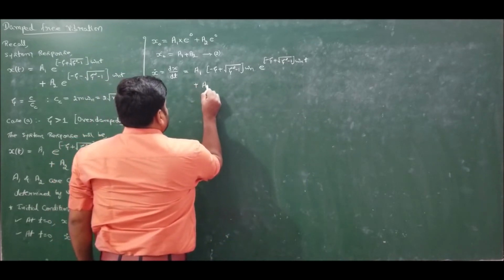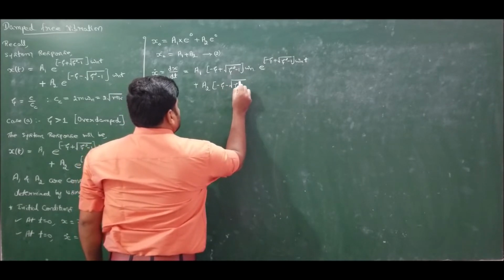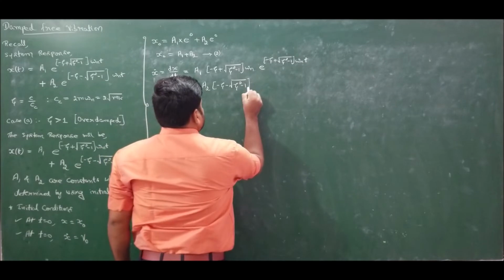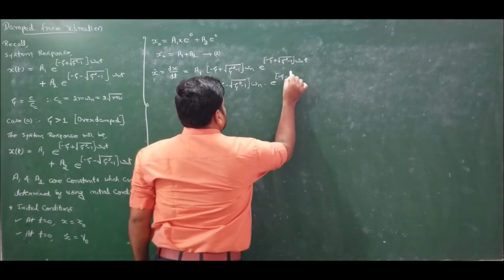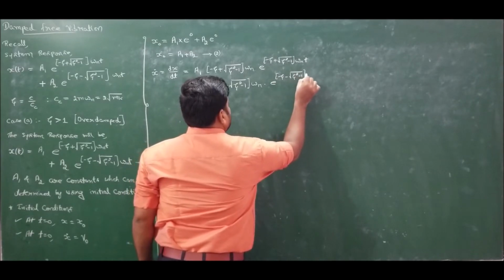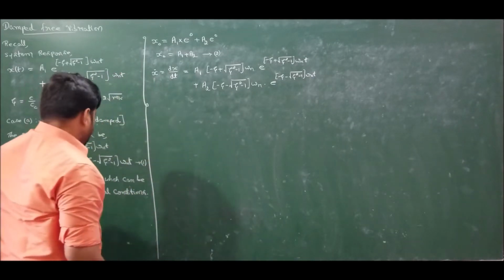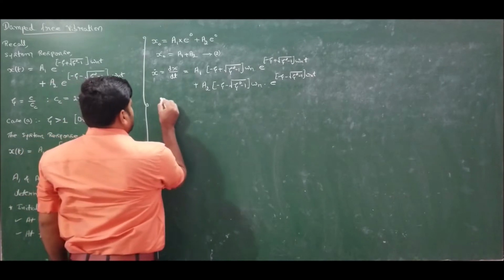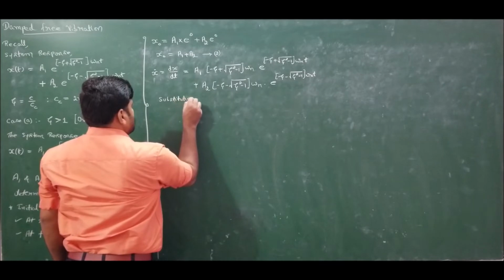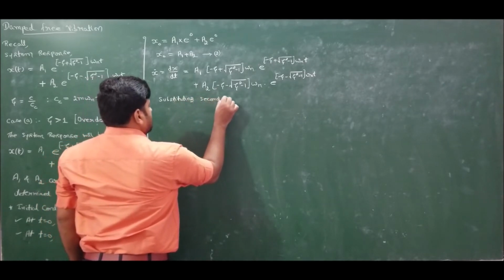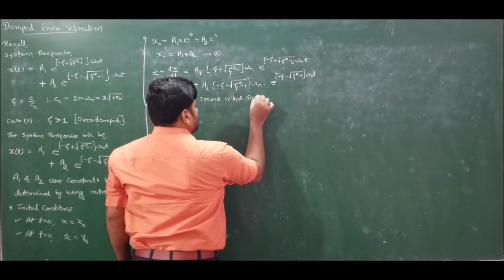And next I will get a2. Here I have minus zeta minus root of zeta square minus 1, into omega n, into e to the power of minus zeta minus root of zeta square minus 1 omega n t. Correct? So now I can substitute the second initial condition.